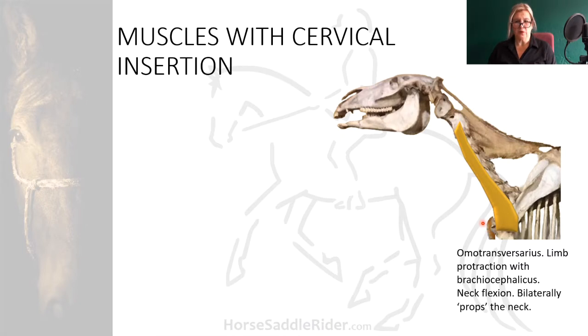This is the muscle which will become overdeveloped in horses with an inverted top line, and it looks very bulky there with limited top line development.